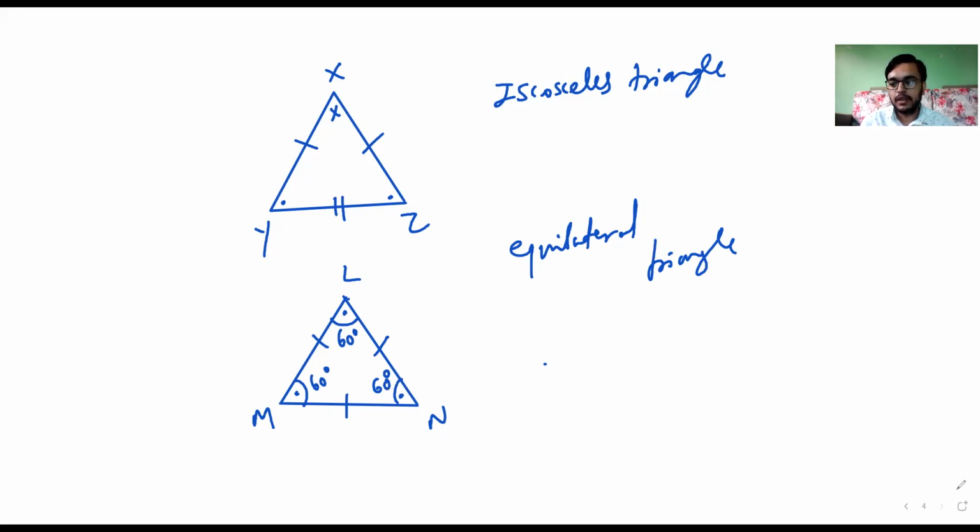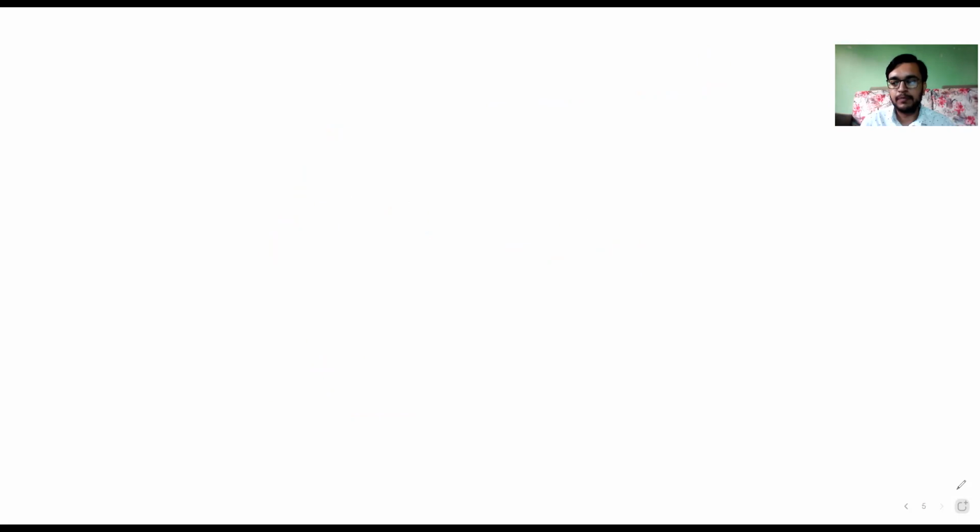Okay. Now, let us understand another type of triangle that is important to study the Pythagoras theorem. That important triangle is the right angle triangle. Now, what is meant by a right angle triangle? A right angle triangle is a triangle in which one angle is 90 degrees. Out of three angles, any one of the angles is 90 degrees.